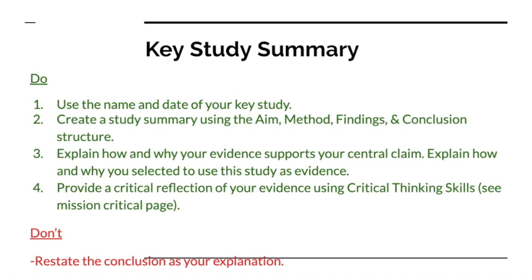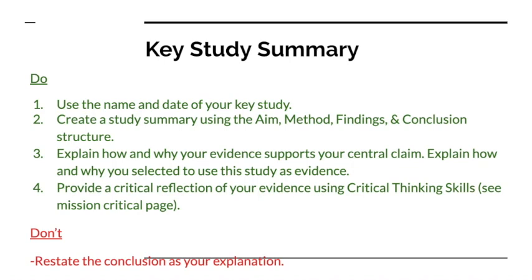You also need to provide critical reflection of your evidence using critical thinking skills. And you should see your mission critical page on page 25 and 26 of your blue packet in order to help with this. For each study, you need to provide 2 types of critical thinking. So if you're talking about validity, you should not only just talk about population validity, but you also should be talking about historical validity, for example.